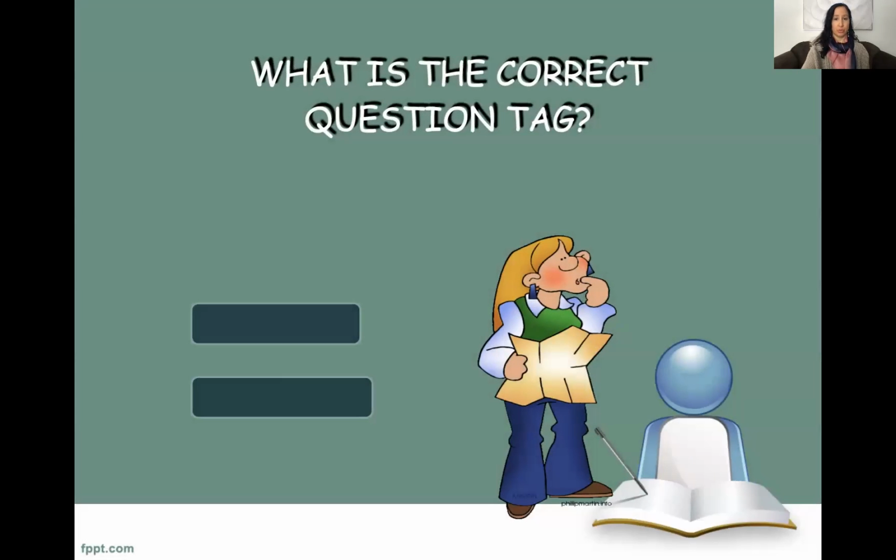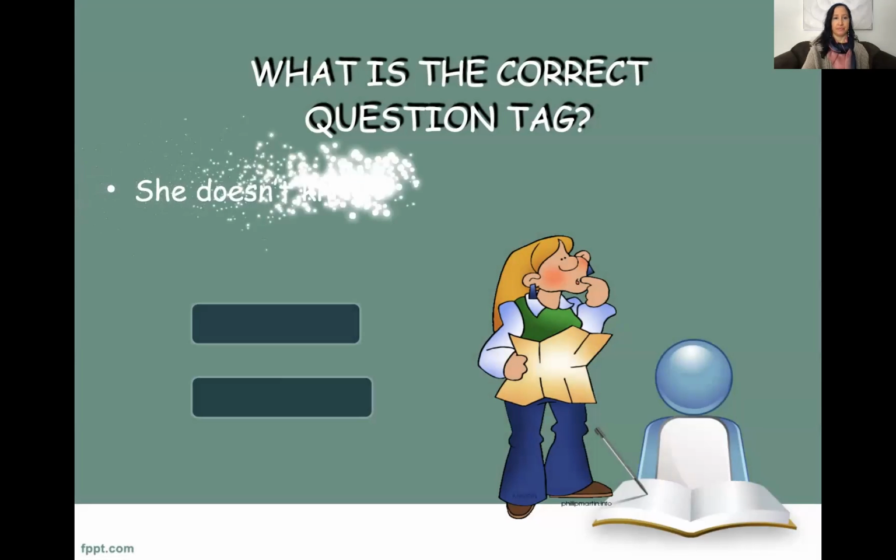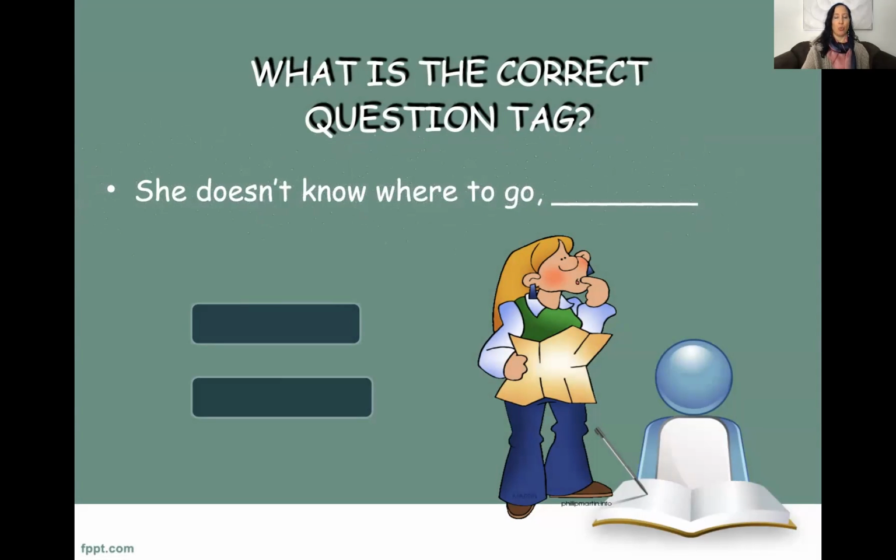What is the correct question tag on this one? She doesn't know where to go. Does she or doesn't she? Does she? Remember, negative statement with positive question tag, and the comma goes before the question tag.